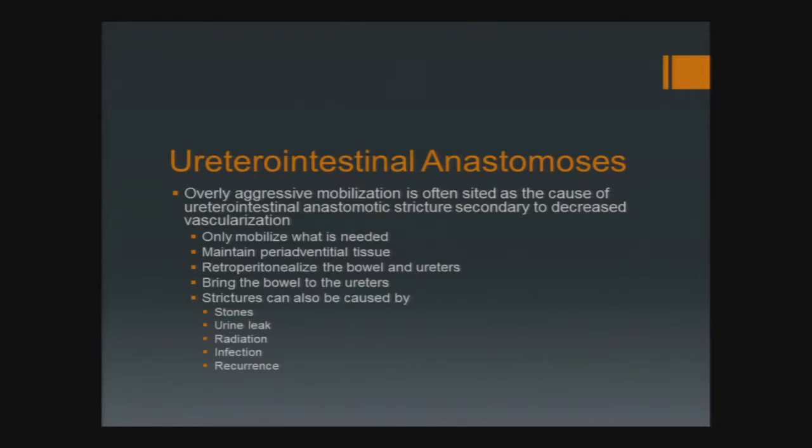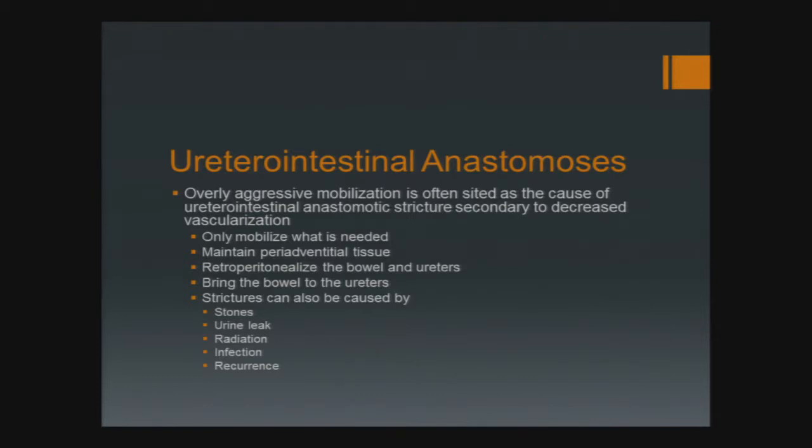Urine leak is a cause of significant inflammation in that area, and that can also lead to strictures. Radiation ties in with devascularization, but I wanted to list it separately as its own risk factor. And then obviously infection via inflammation. And then one thing to always think about is recurrence in all these, especially strictures that are difficult to treat or have been treated more than once. A biopsy is always a prudent idea in those cases.